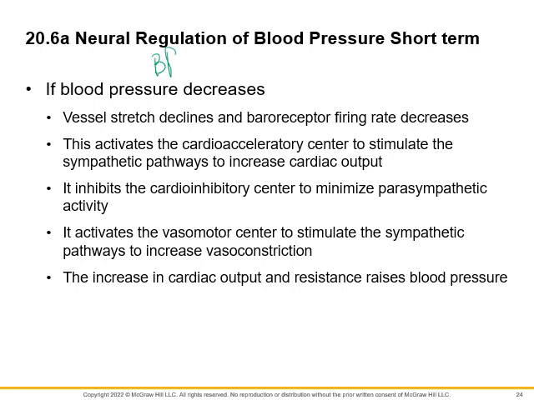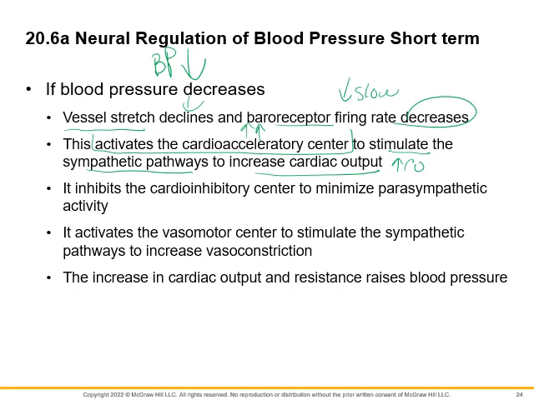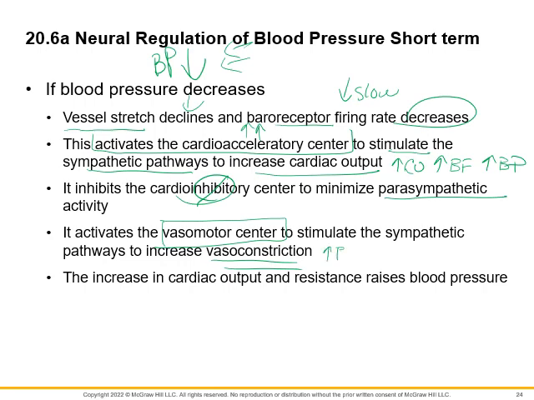Next, we have if the blood pressure decreases. So the vessel stretch declines, the baroreceptors slow down, they stop firing as fast. We're going to activate the cardioacceleratory center. We're going to stimulate the sympathetic pathways to increase cardiac output. So that's increasing blood flow, ultimately going to increase blood pressure, right? We're going to inhibit the inhibitory center to minimize the parasympathetic rest and digest. Remember, we're already too low. This activates the vasomotor center to stimulate the sympathetic pathway to cause vasoconstriction. So vasoconstriction will cause increased blood flow and increased blood pressure, which is what we want because we started with low blood pressure, and this will cause an increase in blood pressure.